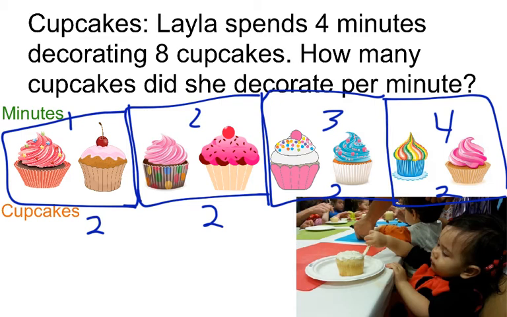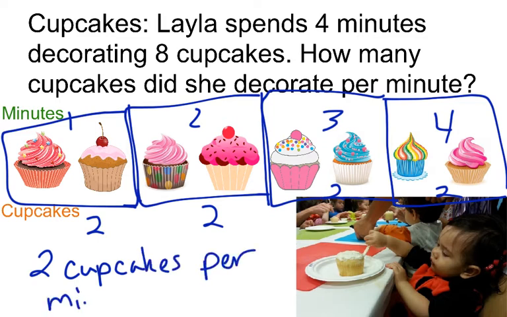So my unit rate is 2 cupcakes per minute, which means my ratio is 2 over 1. And remember, it's very important that you have the 1 in your denominator. And when you word it, it should be the last part of your words. For example, 2 cupcakes per minute. 2 cupcakes for 1 minute.